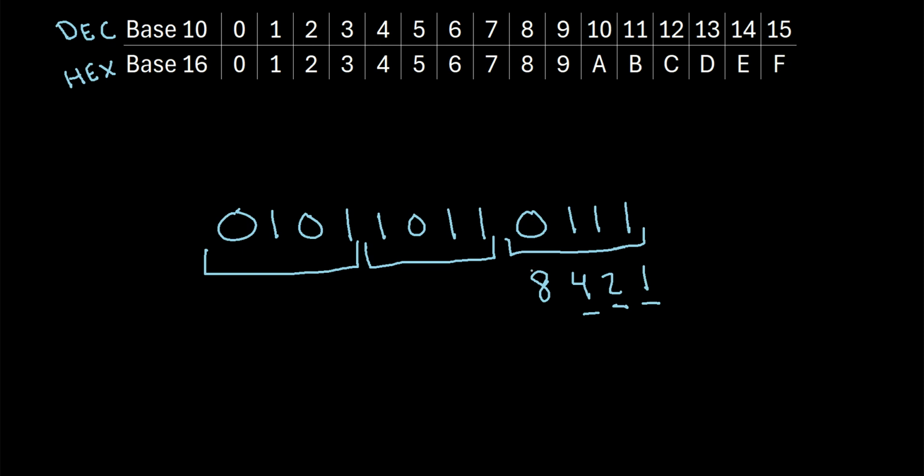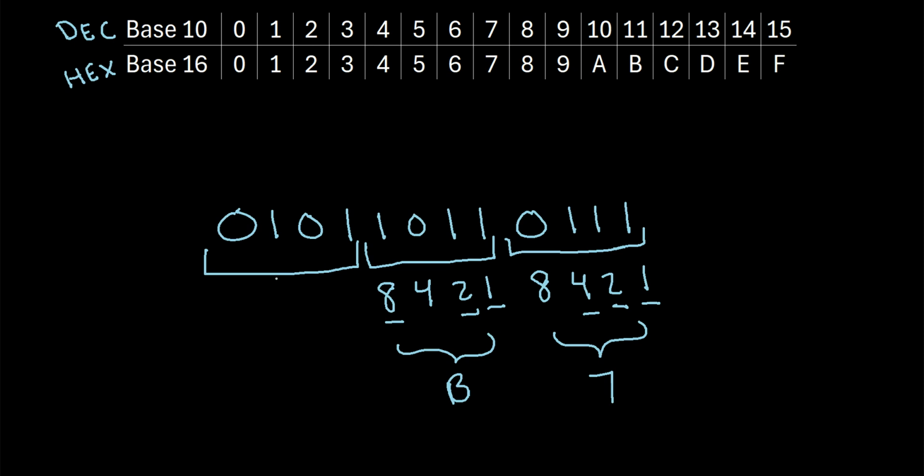Notice that the 8 has a 0, so we don't need to underline the 8. So this value will be 4 plus 2 plus 1. That's 7. So this portion right here is just equal to 7. All right, what about the next one? Let's do 8, 4, 2, and 1. So this has a 1, this has a 1, and the 8 has a 1. The 4 has a 0, so we don't need to underline it. So let's see what the sum of these values are. 8 plus 2 plus 1, that's 11. And remember, in a hexadecimal system, 11 is represented by B.